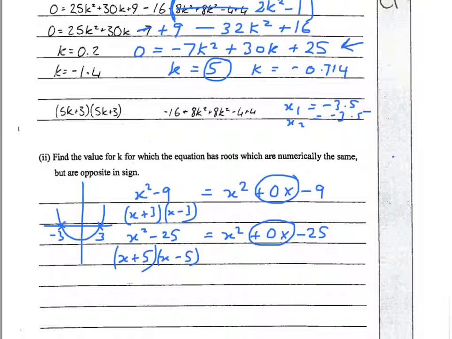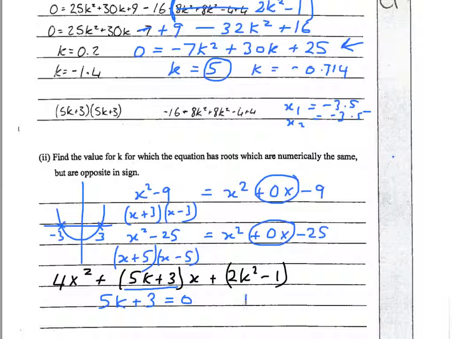We're told back up the top that the equation is 4x squared plus bracket 5k plus 3, x plus 2k squared minus 1. So when the coefficient here is 0, we're going to have two roots that are the same number but opposite in sign. So it's just a matter of 5k plus 3 has to equal 0. So k must equal negative 3 over 5, in order for us to have the same number but opposite signs as the roots. And you can test that by putting it back in.